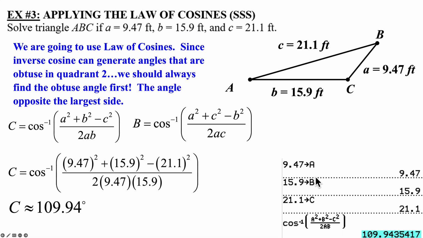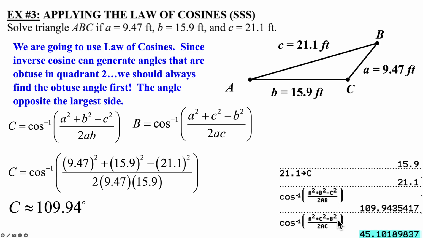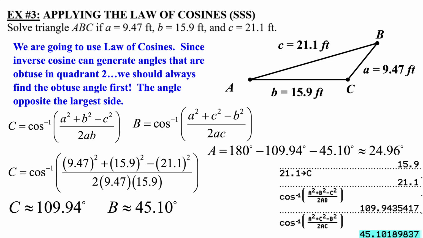So what I do in my calculator, since I have A, B, and C already entered, I just take up arrow, highlight this statement, then go back and edit, change that B to that C, change the C squared to B squared, change that B squared to the C squared, and hit enter. 45.10 degrees. And once you have two angles, subtract them from 180. Angle A is 24.96 degrees. And you're done.